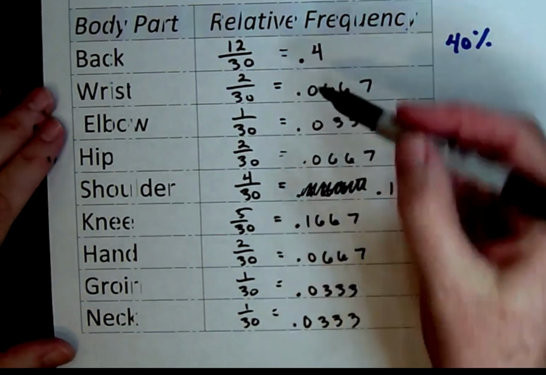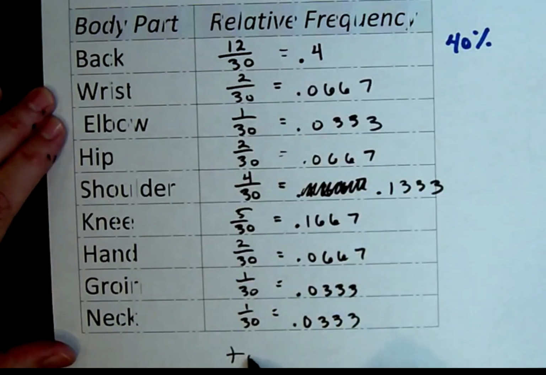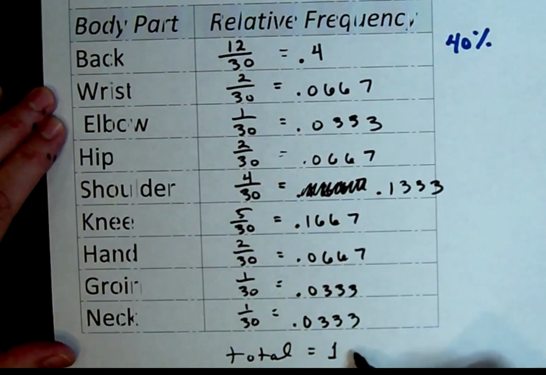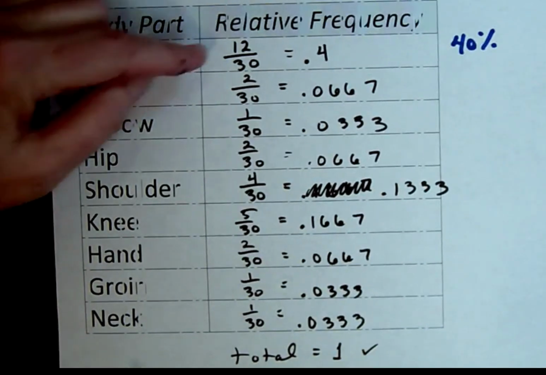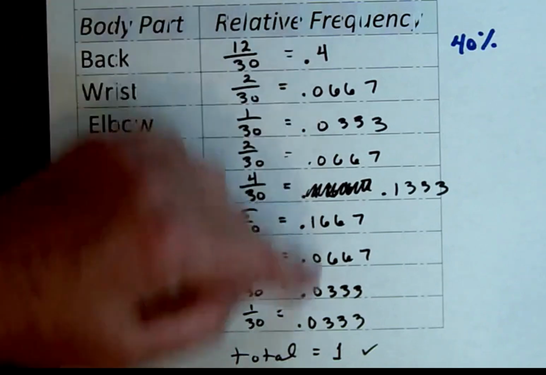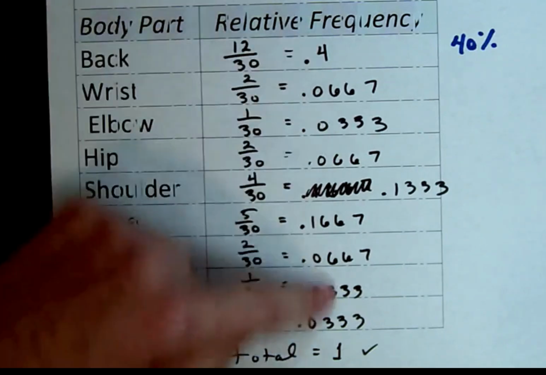A check on whether we did all this correctly. The total here of these decimals should work out to be 1. As it does, right? We should have 30/30ths here, which is a 1, and you can check that your decimal calculations were correct by checking that the decimals added up to 1.